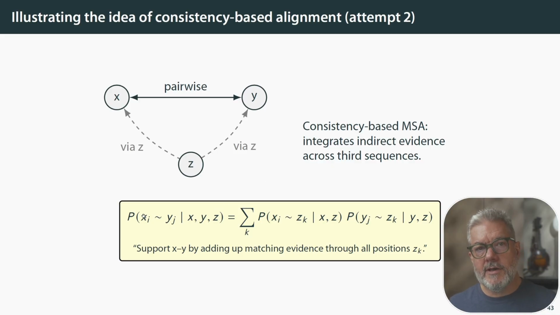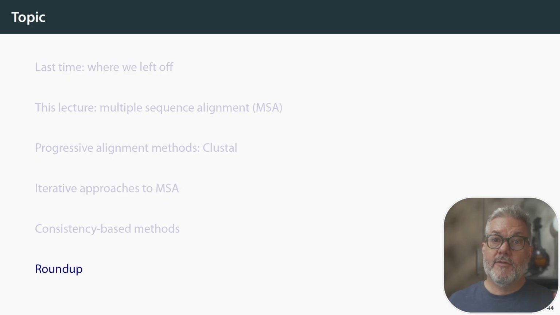And again, it winds up giving us this formula here for the conditional probability given this additional sequence z, as the sum of the products of the conditional probabilities across the positions in z for those positions in x and y. So we support the alignment of x and y not just by x and y alone, but by adding up all this matching indirect evidence along all the positions in our sequence z. Okay, that's the basic idea.